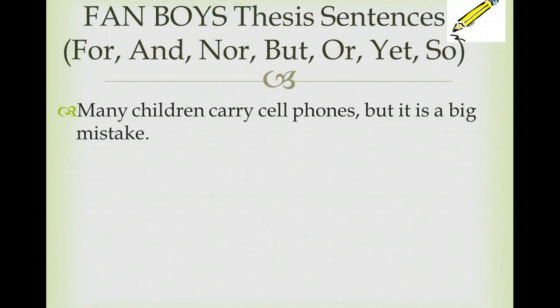Okay, so this next one's called FANBOYS. For, and, nor, but, or, yet, and so is what FANBOYS stands for. And this is, again, trying to push you into a more complex sentence structure. So, many children carry cell phones, but it is a big mistake. So again, it's the same topic of cell phones, but you're using a conjunction after the comma here.